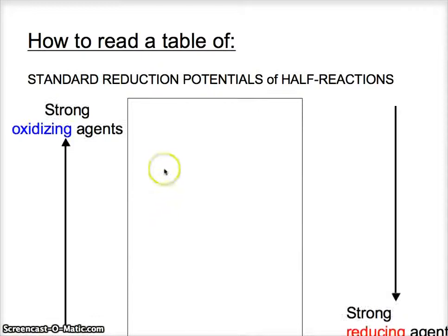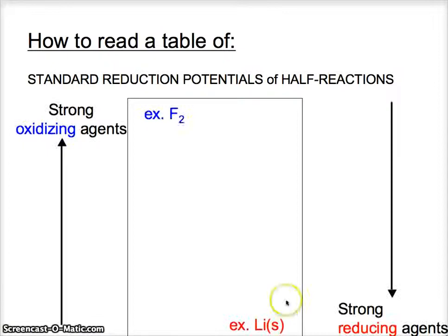If you were to draw out the table, so if this is our piece of paper in front of us, looking at our arrow, we know that the top left-hand corner has lots of strong oxidizing agents. The bottom right-hand corner is going to have strong reducing agents. So for example, the top one we see is fluorine, the gas, and our bottom strongest reducing agent is solid lithium.